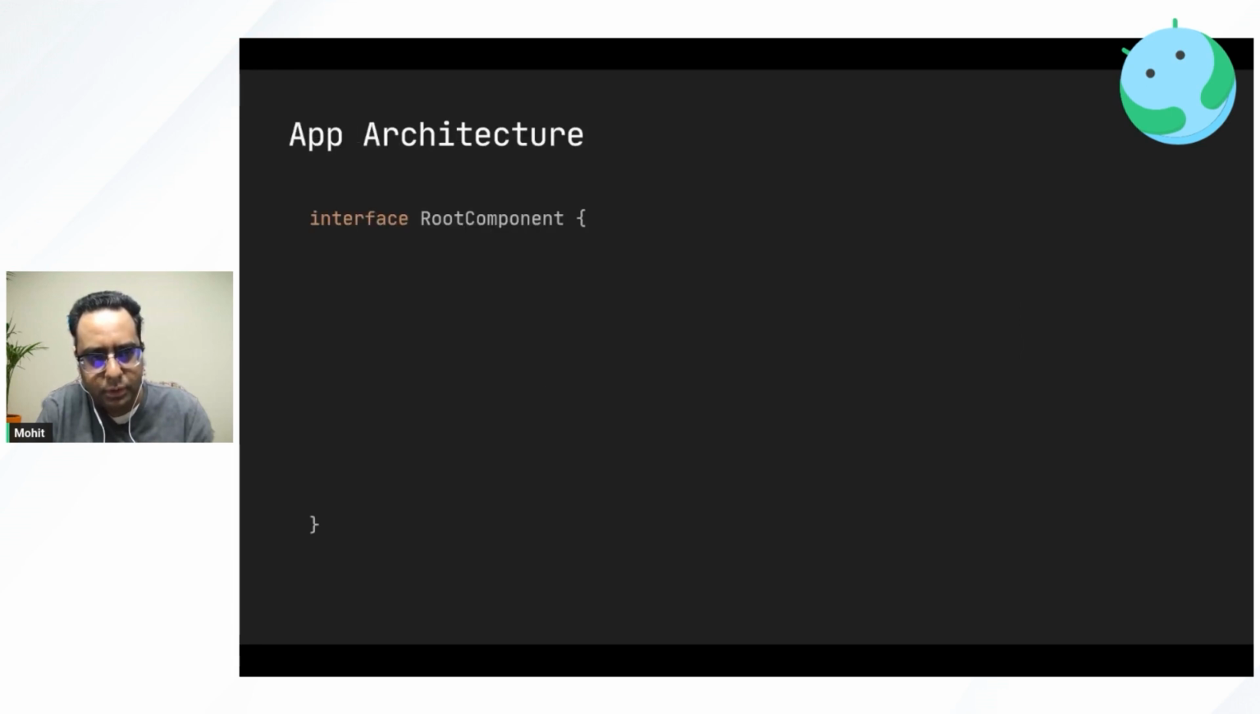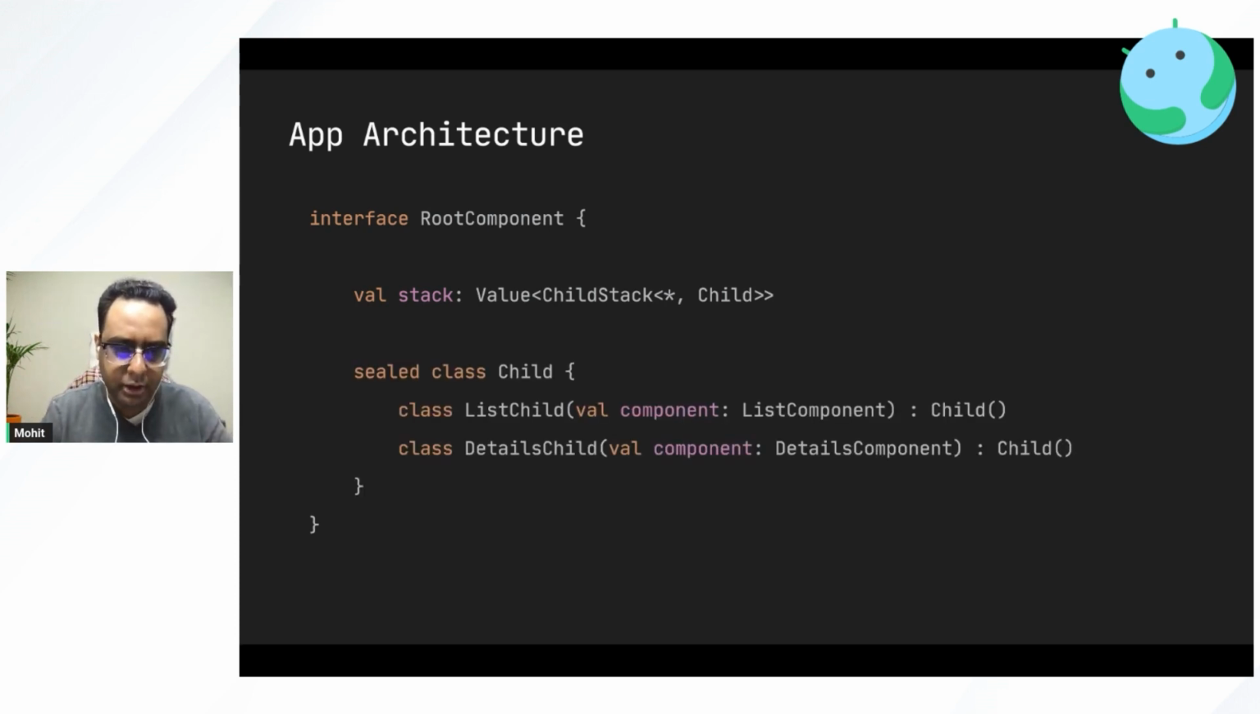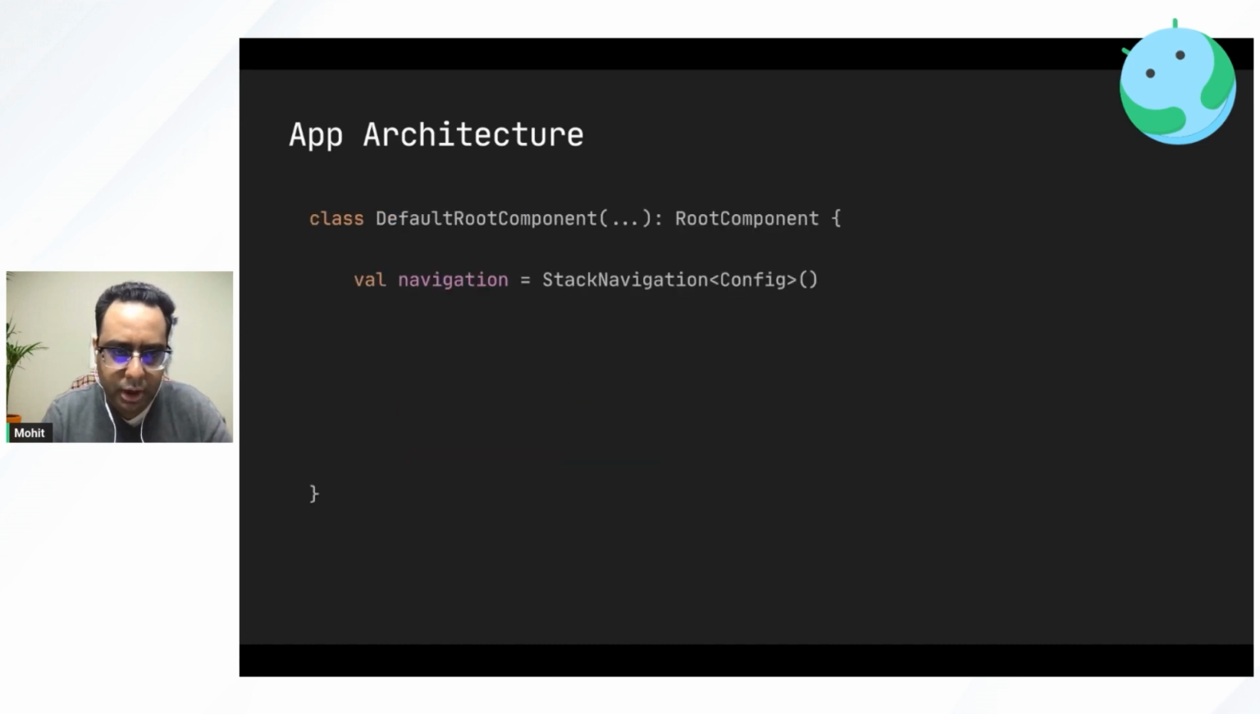The way you set that up is that you declare an interface for your root component in here. And this library provides you with a stack that you could push things to. So it offers backstack management. So you specify, like in a sealed class, what are the different components you have in your app. So I have a list component, a details component. And I'm going to define and utilize the stack navigation API this library is providing you.